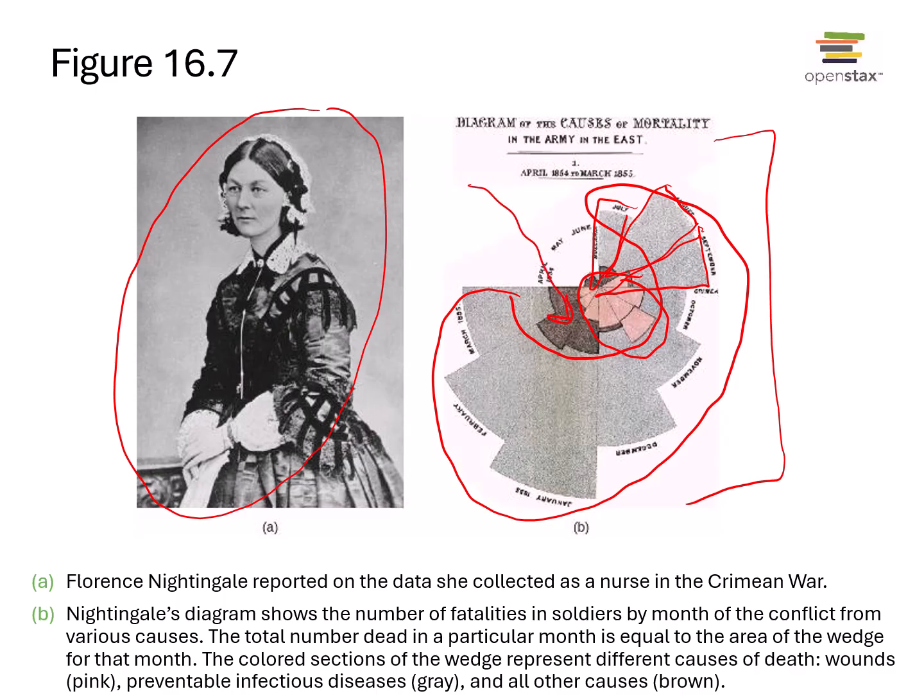Each wedge represents the total deaths in a month, and the largest areas are actually from infectious diseases rather than wounds, which is what they originally assumed. And these graphics really persuaded government officials to improve hygiene and ventilation in these hospitals.